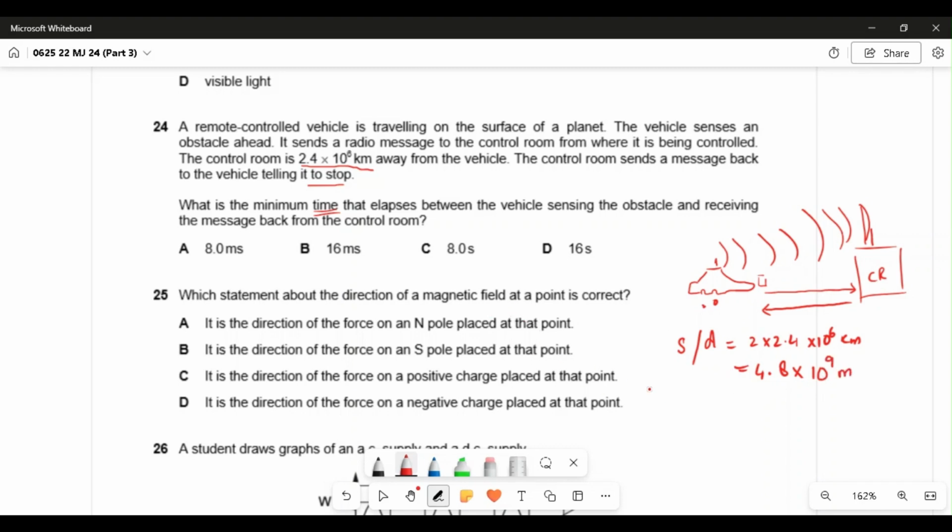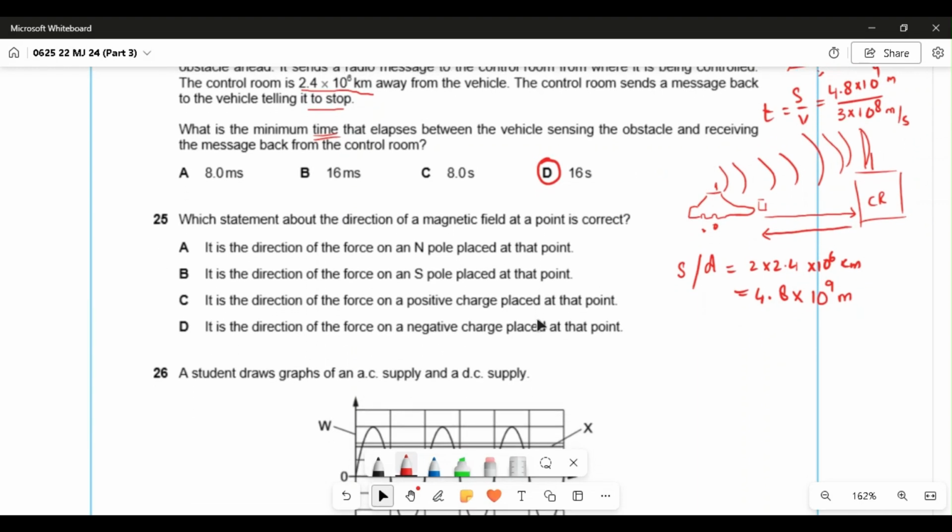Now you are asked to find time. We know that speed is equal to distance divided by time. So when you are finding the time, it is distance over speed, and distance is 4.8 times 10 to the power 9 meters, and speed is the speed of light, 3 times 10 to the power 8 meters per second, and the answer comes to 16 seconds.